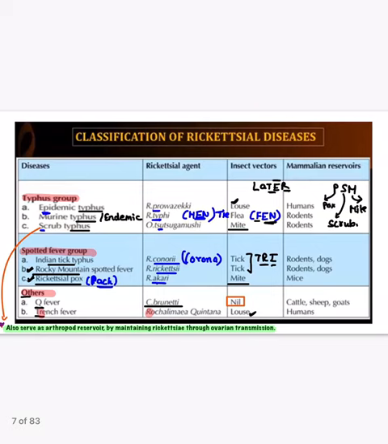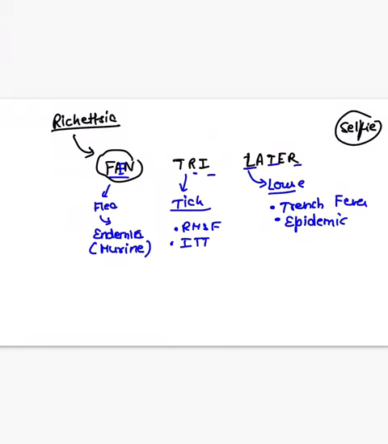Now we'll see the causative organisms, guys, of each of these. Indian tick typhus: India, corona was spread, that is Conorii. Rocky Mountain Spotted Fever: if you want to climb a mountain you should not have rickets, that is Rickettsia rickettsii. Then trench fever, guys, that is Rochalimaea quintana.